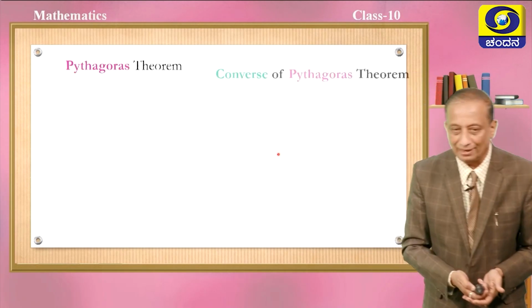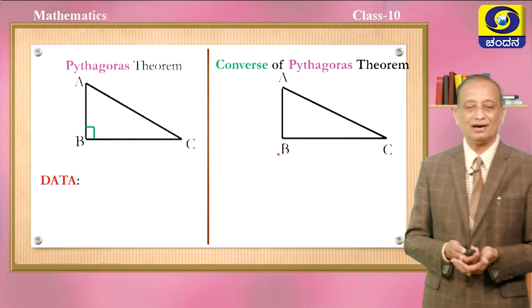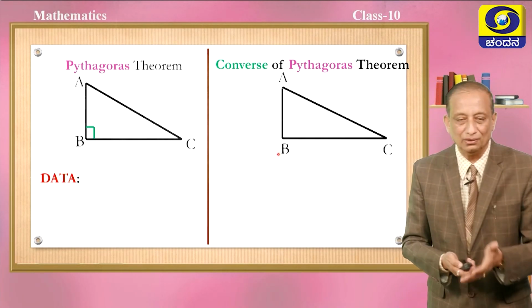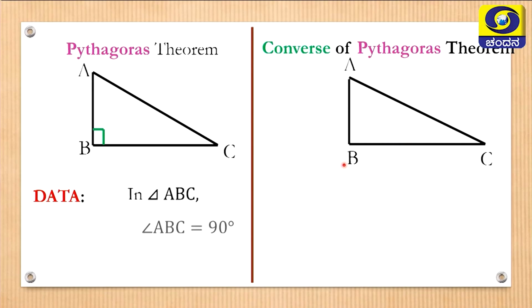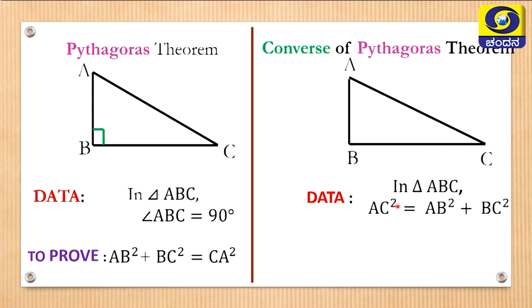So let us compare Pythagoras theorem and converse of Pythagoras theorem like this. So here are the figures for you. Data: in triangle ABC, angle ABC is 90. To prove: AB square plus BC square is equal to CA square. So in converse of Pythagoras theorem, we just say a triangle, an ordinary triangle ABC, in which the square on the longest side is equal to the sum of the squares on the other two sides. In such a case, you have to show that angle ABC is 90.